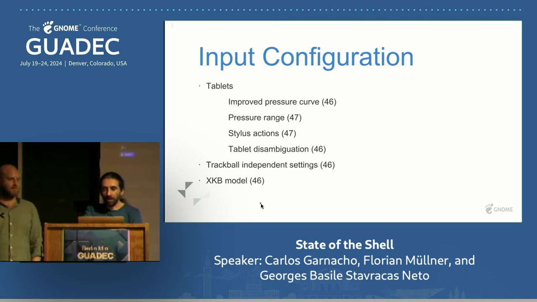And we also got trackball independent settings, which are separated from mouse settings. So people using trackballs and track points also get some more granularity. And we also got the ability to provide the XKB model, which might matter for people who have keyboards that have more keys than the PC 105 default.